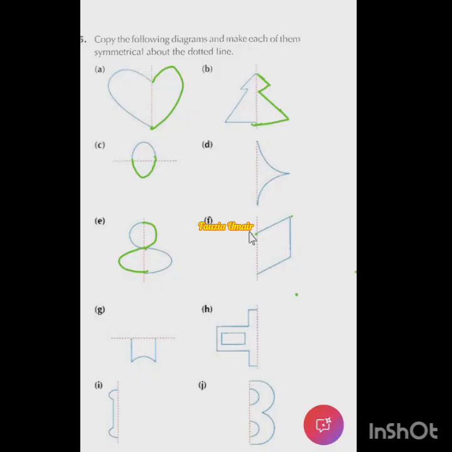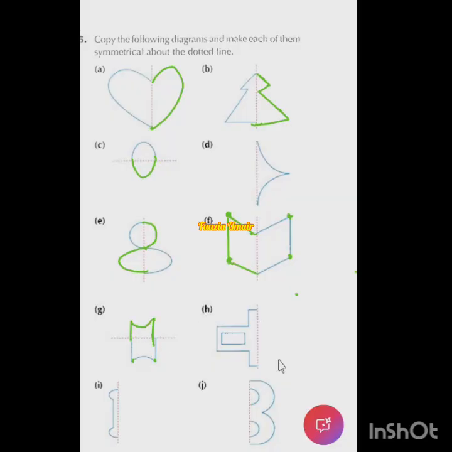Lower or higher? Like this. Higher. The same distance from here to here. And like this. And like this. So this point here will be reflected here. This point here will be reflected here. Right? So that's how. Now this also: these dots will be reflected here. And then it is like this.